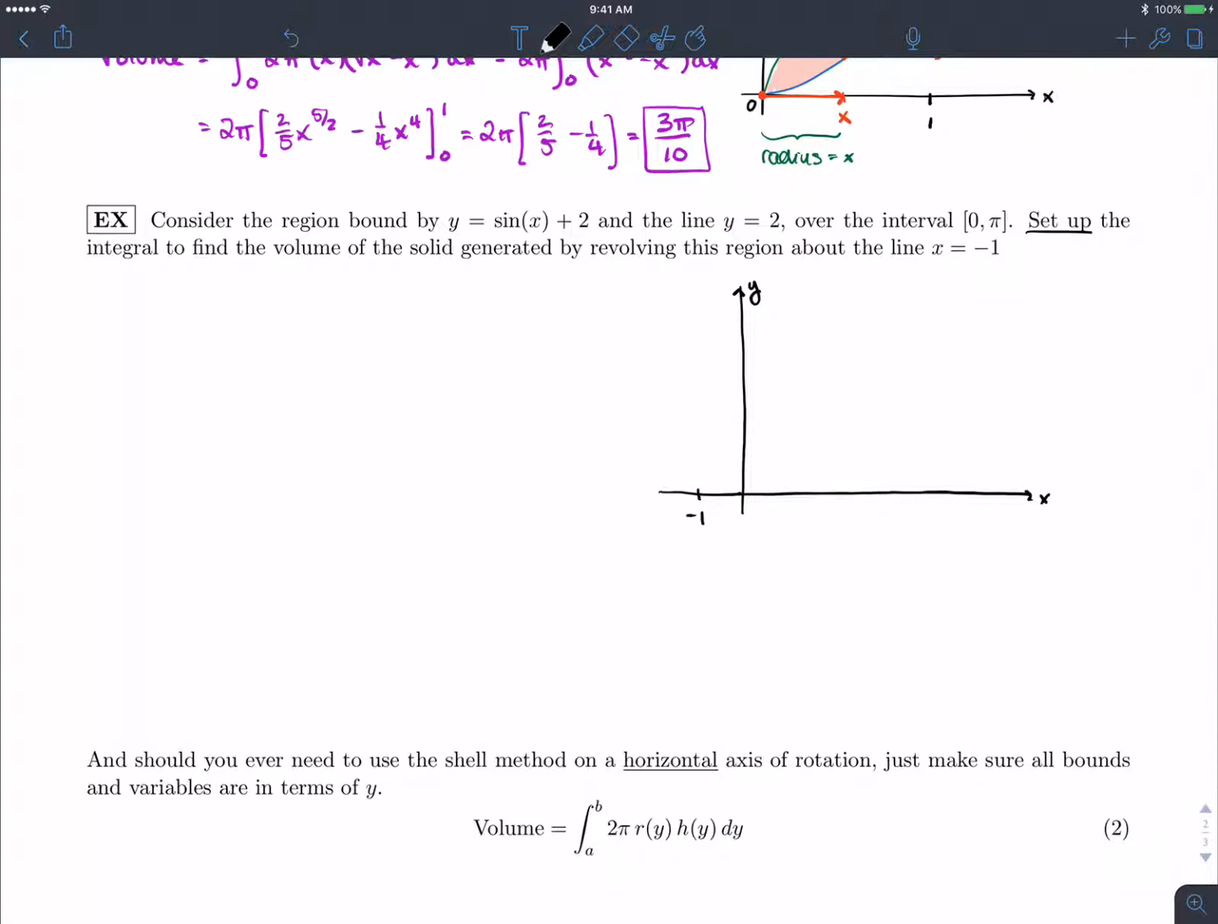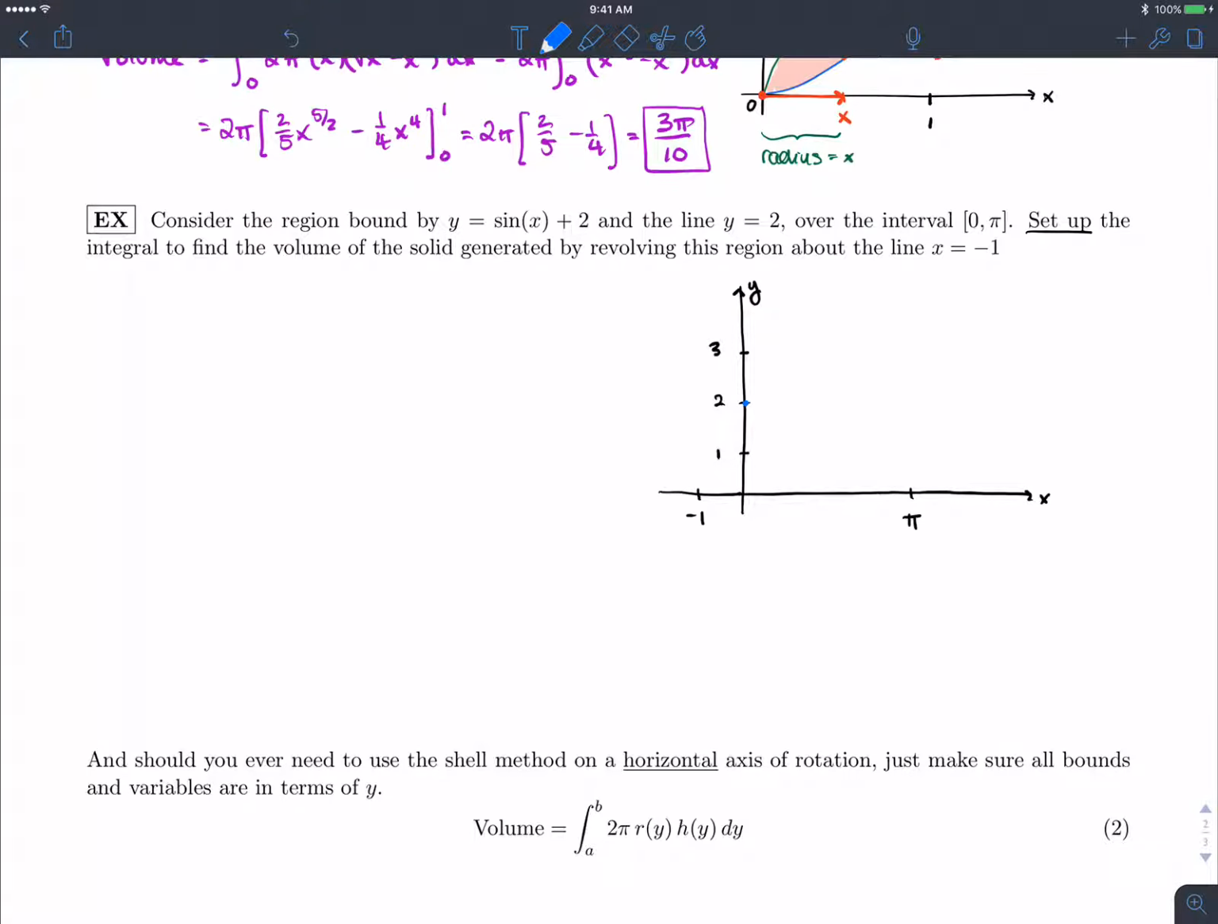Now let's think about this curve sine of x plus 2. All that is, it's the sine curve that's been shifted up 2 units. So normally the midline of a sine function is the x-axis. Now it's going to be up here at 2, and the amplitude is 1, so it's going to oscillate between a range of y equals 1 and y equals 3. And we're going to go out to pi, which means that we're just going to get one little hump of the sine curve.